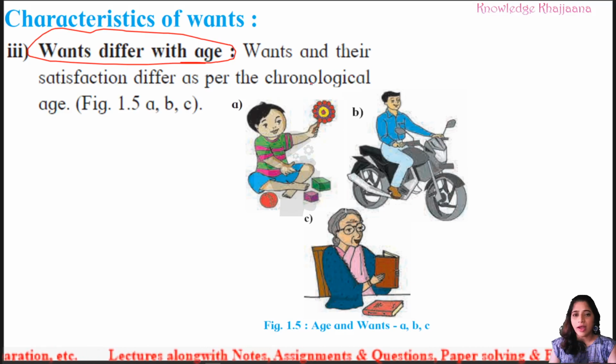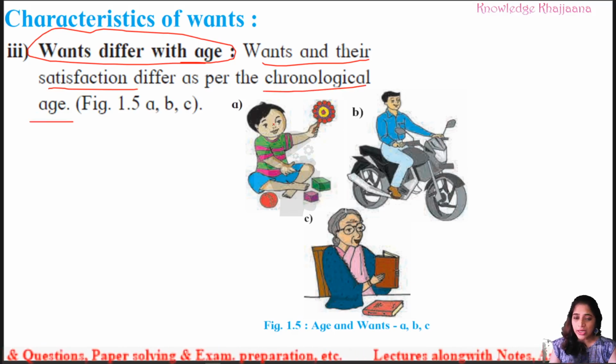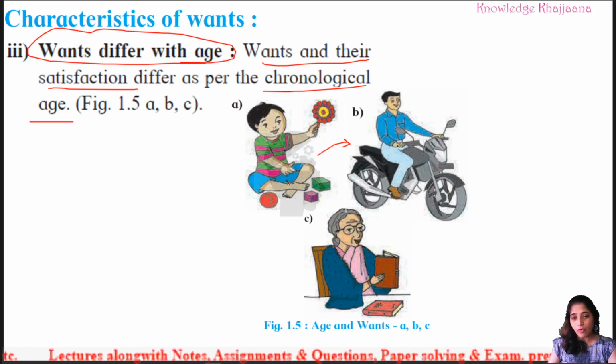Wants, as well as the satisfaction from that want, differ as per chronological age. Chronological means in the growing of numbers. When you were small, when you were a kid, what were your wants? Having more and more toys. More and more toys could satisfy your wants, right? You wanted to play with different toys. Then when you grow and become young, what will you want? Your wants will change. You will not still want to play with toys.